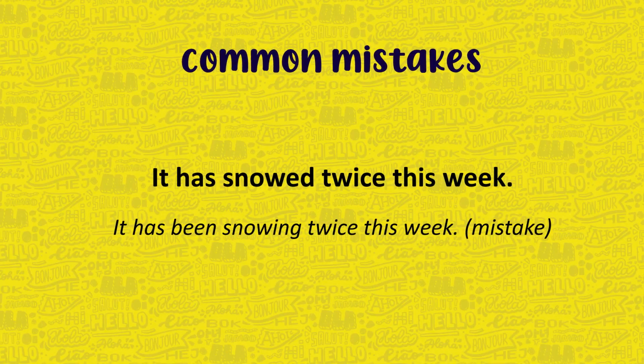So finally we have this common mistake. Sometimes people can say it has been snowing twice this week. It's a mistake because the correct form is it has snowed twice this week. The week hasn't finished yet, but 2 days it snowed. So that's why this is the use of the present perfect. It has snowed twice this week.